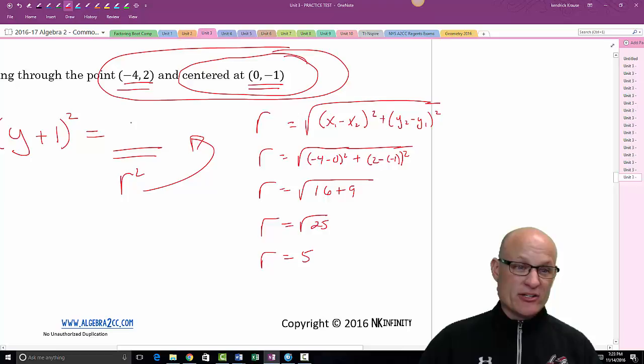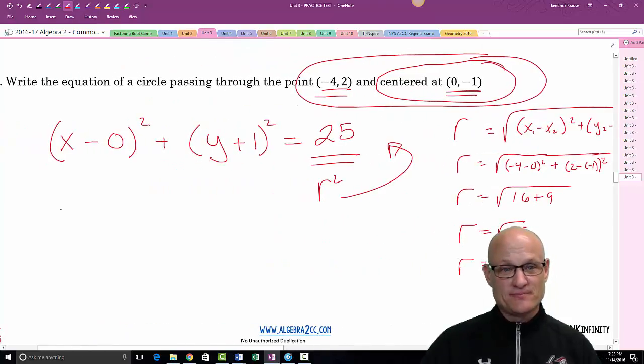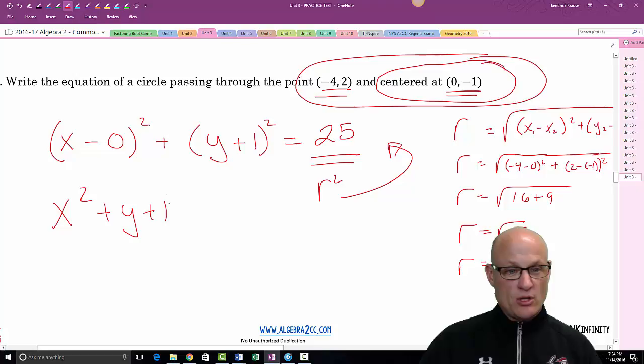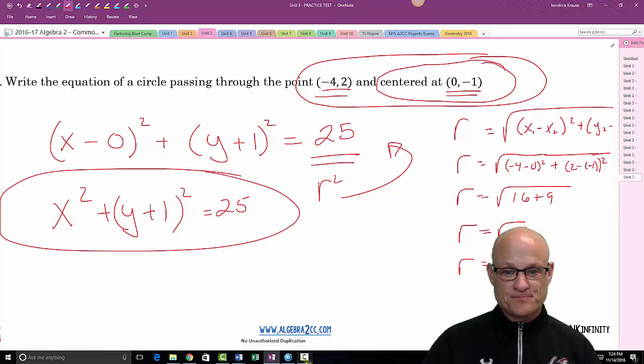So what I need here is a 25. And there's my answer. Oh, wait, I don't like that. Let's write it like this. X squared plus y plus 1 squared equals 25. That's a better way to write it. There it is. There's my answer.